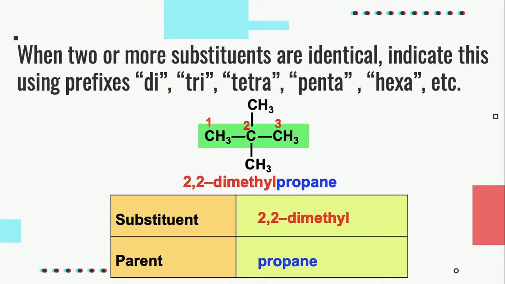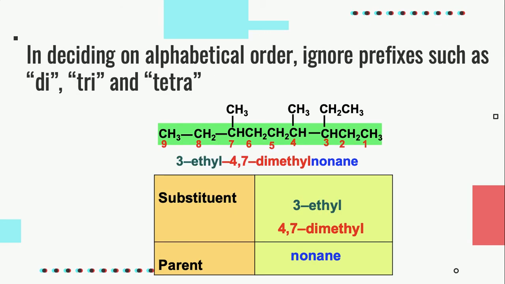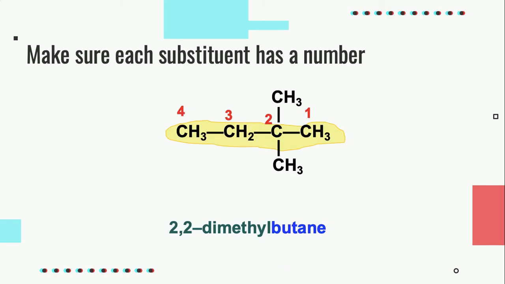When 2 or more substituents are identical, indicate this using prefixes di, tri, tetra, penta, hexa, and so on. There are 2 methyl groups in this molecule, so dimethyl is used in naming this compound. However, we ignore prefixes such as di, tri, and tetra in deciding on alphabetical order, so E before M, not D. And make sure each substituent has a number.